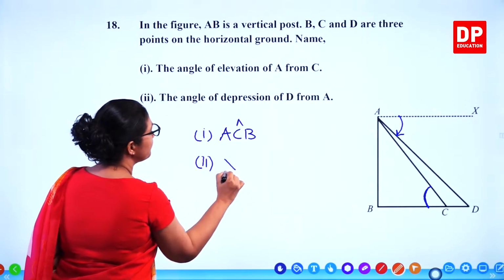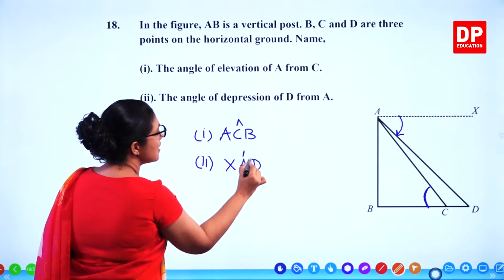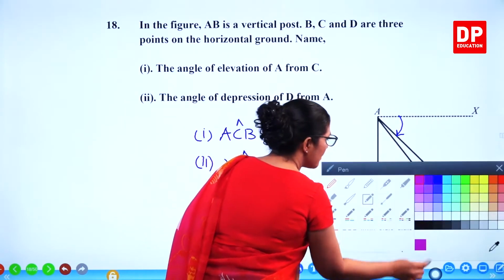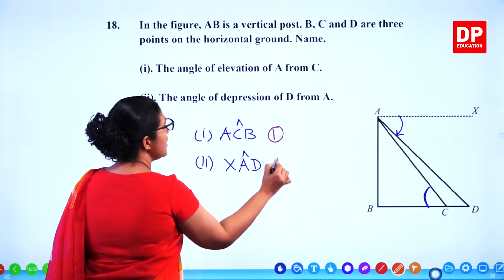XAD. XAD is the angle of depression. So you get 1 mark each.